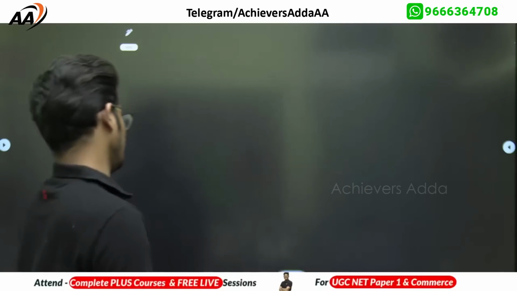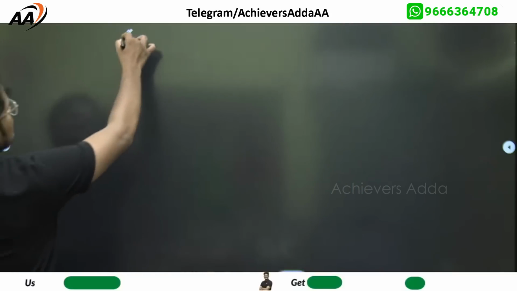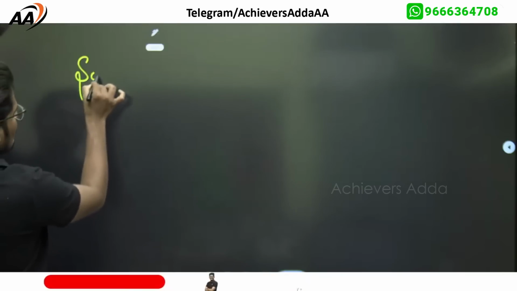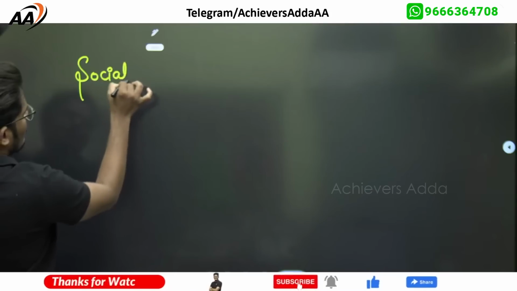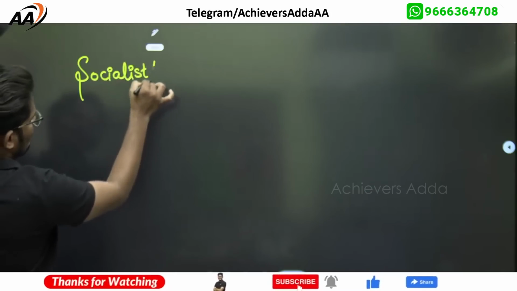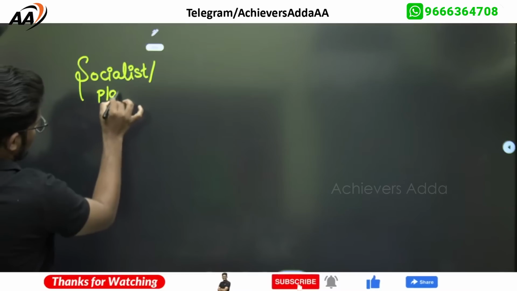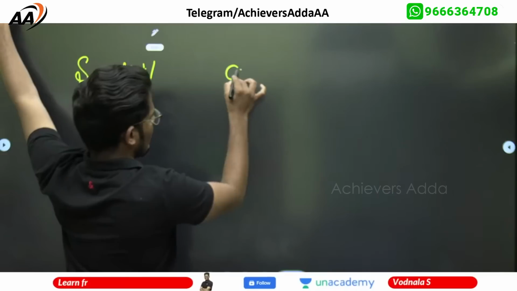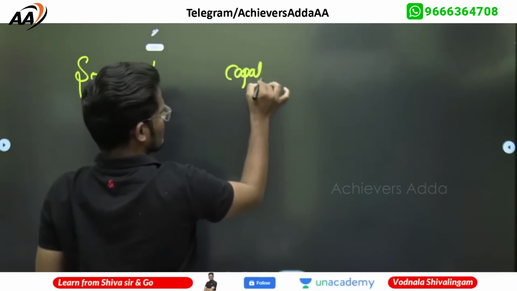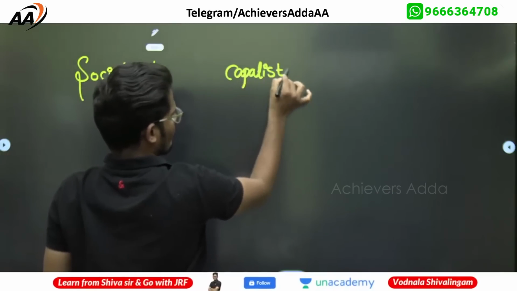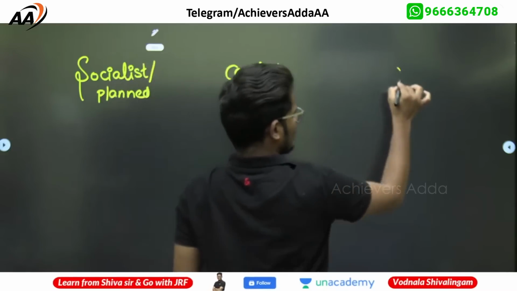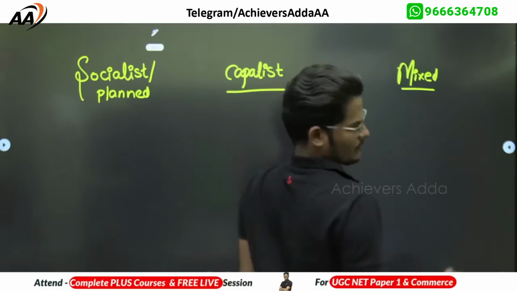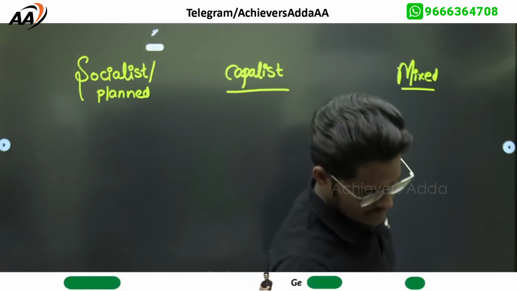There are three types of economy in the business environment. One is socialist economy, which is nothing but a planned economy, and capitalist economy. After that, mixed economy. Right? Three types of economies will be there.